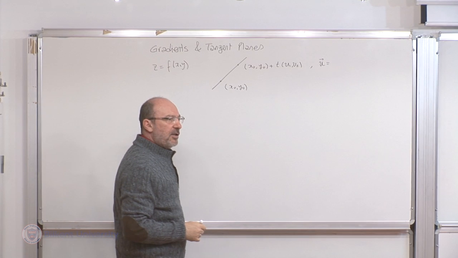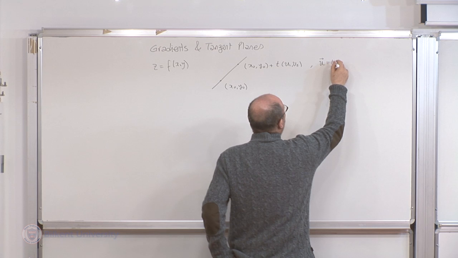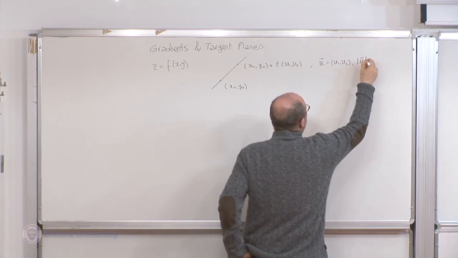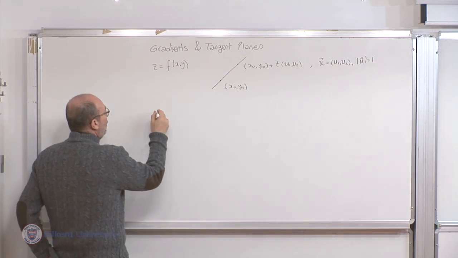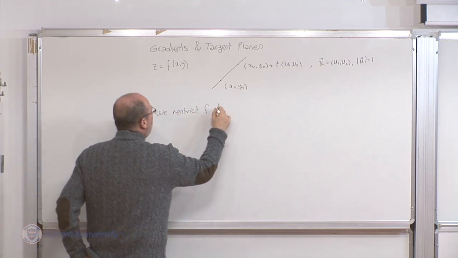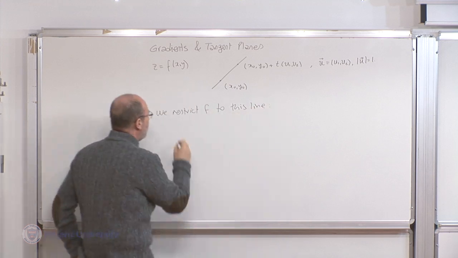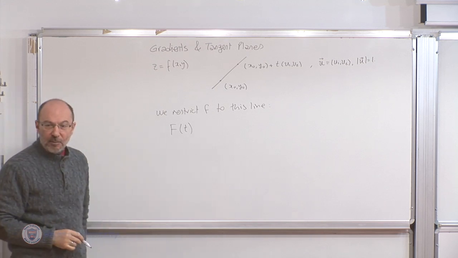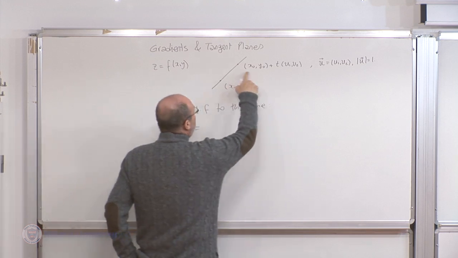Here, for normalizing the result that everybody will get, we want this to be a unit vector such that the length of this vector is equal to 1. So we restrict f to this line. This gives us a new function which we want to denote as f of t. So this function is evaluated here.